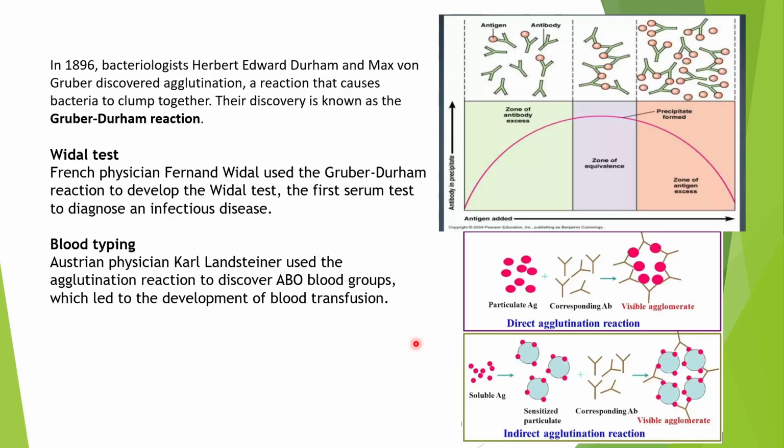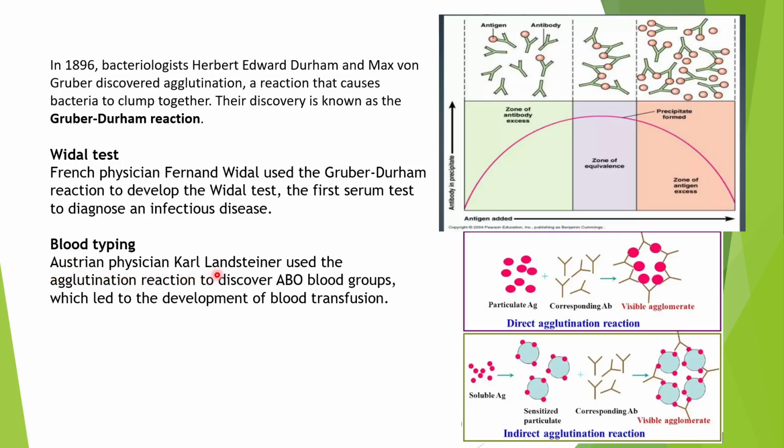Next, in 1896, bacteriologists Herbert Edward Durham and Max von Gruber discovered agglutination, a reaction that causes the bacteria to clump together. This discovery is known as the Gruber-Durham reaction. This is the basis of many of the diagnostic tests which involve antigen antibody complex formation. For example, the Vidal test. The French physician Fernand Vidal used the Gruber-Durham reaction to develop the Vidal test, the first serum test to diagnose an infectious disease. Later, blood typing also uses the same phenomenon.